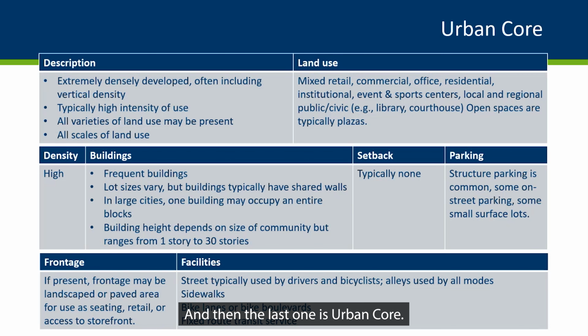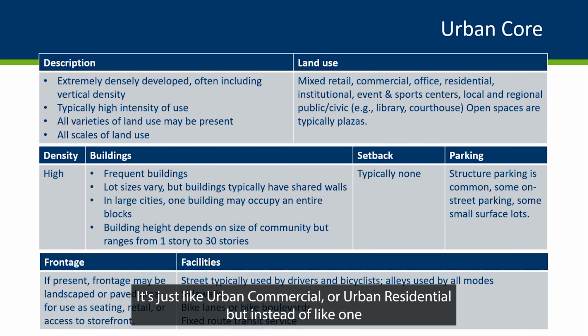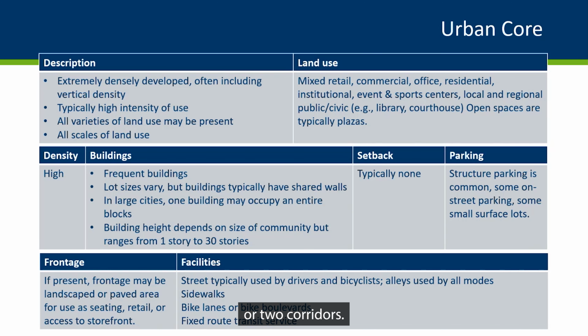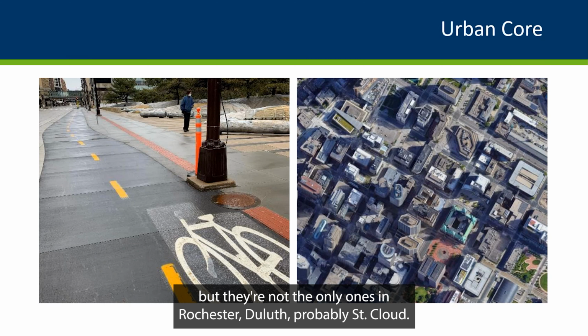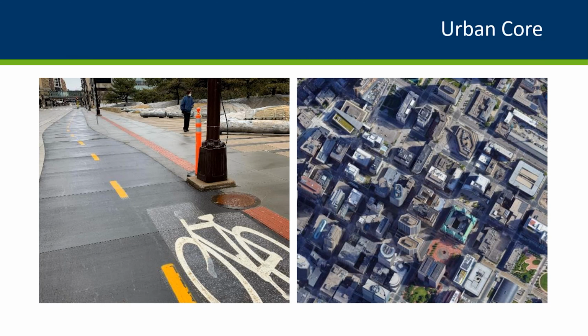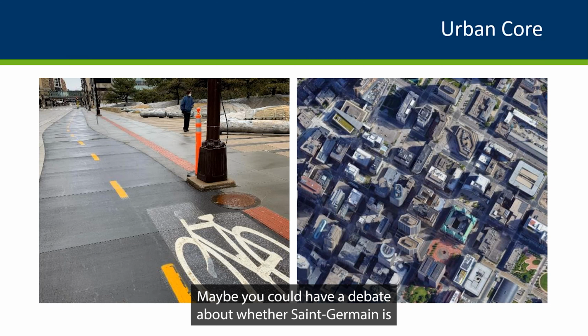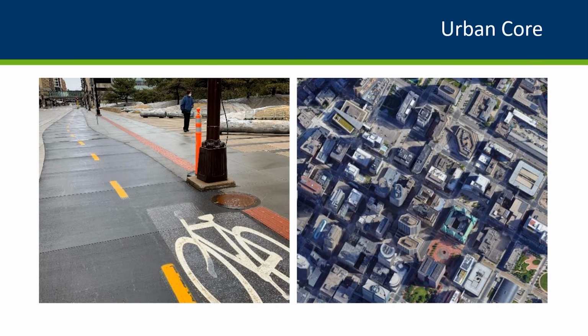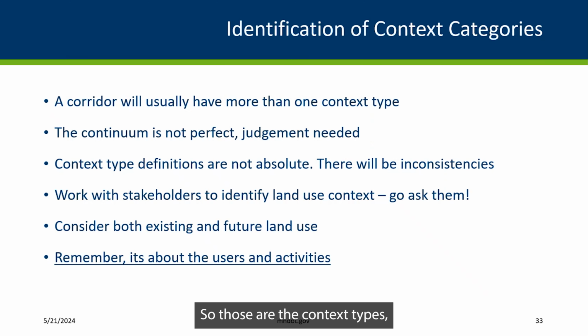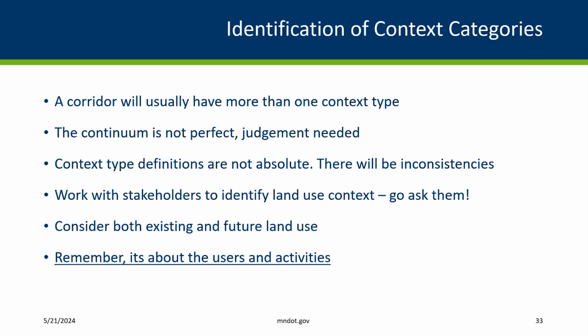And then the last one is urban core. This is your downtown. It's just like urban commercial or urban residential, but instead of one corridor or 2 corridors, it's like a whole area, right? So you get the whole grid. The Twin Cities are the obvious ones, but they're not the only ones. Rochester, Duluth, probably St. Cloud. Maybe you could have a debate about whether St. Germain is urban commercial or an urban core, and there are probably some others around as well. So those are the context types.